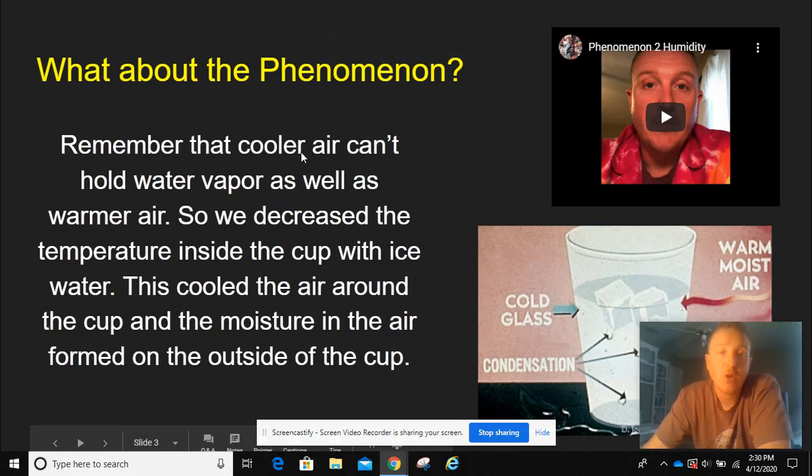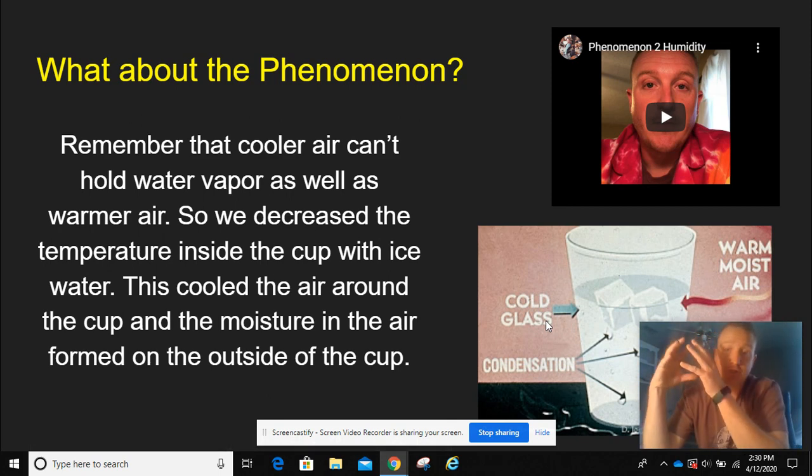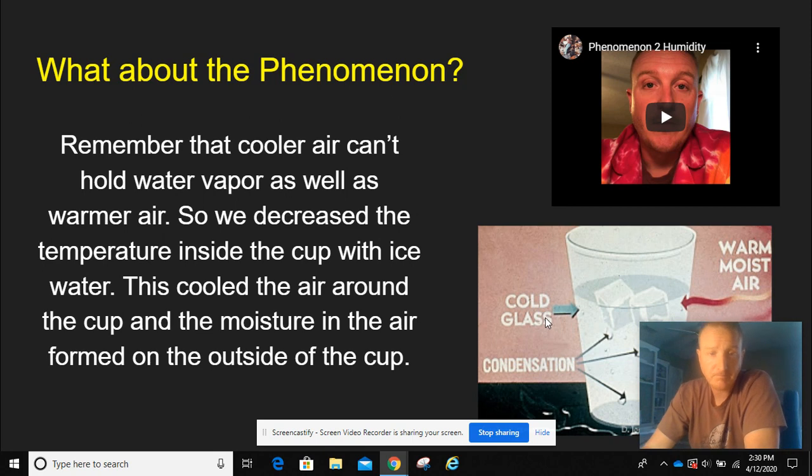It says, remember that cooler air can't hold water vapor as well as warmer air. So we decreased the temperature inside the cup with ice water. This cooled the air around the cup, and the moisture in the air formed on the outside of the cup. So that's exactly what happened. It cooled the air around the outside, the air contracted and shrunk, and what did it leave over? It left the moisture that was in the air. It condensed and turned into liquid, so it goes from a gaseous state to a liquid state. It's a change of state. That was the phenomenon that you watched in this video.